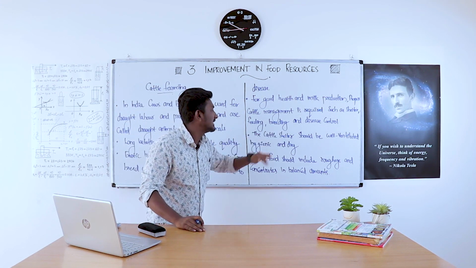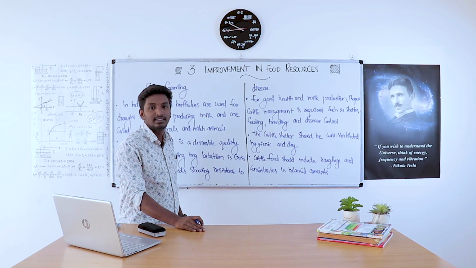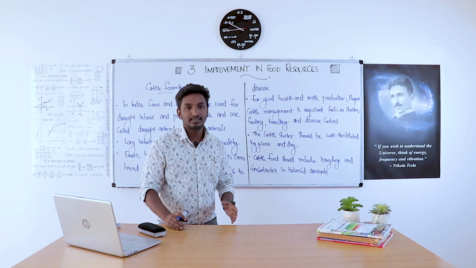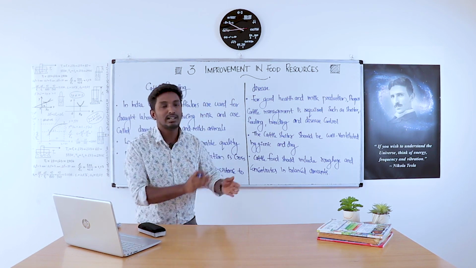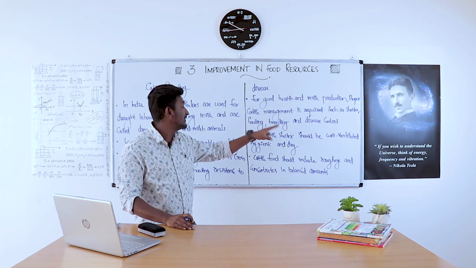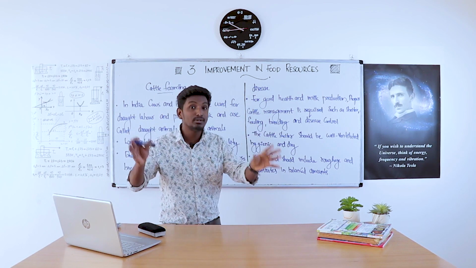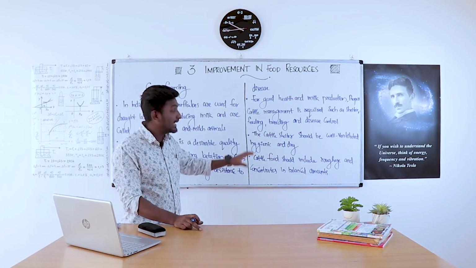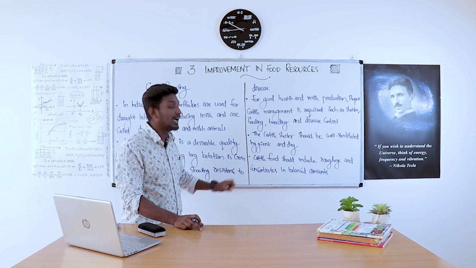The cattle shelter should be well ventilated, hygienic, and dry. The place where we are keeping the cattle is the cattle shelter. That shelter should have proper ventilation and be highly hygienic and dry.